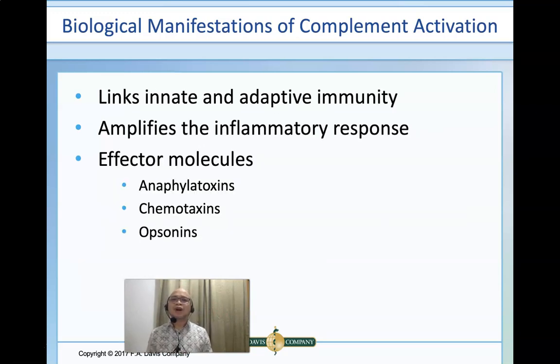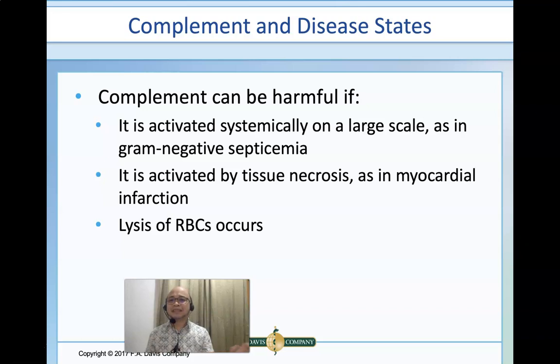Okay, so complement is associated with both natural and adaptive immunity. As what I've shown you before, it amplifies inflammatory response. Remember, C5a binds with mast cells, so C5a may serve as anaphylatoxin. C3b will serve as chemotaxin and opsonin at the same time. So there are other important roles of complement in our immune system.